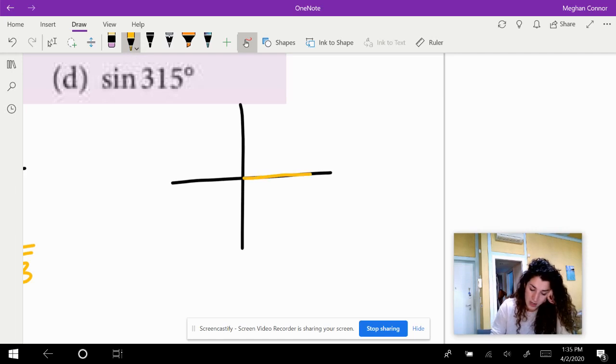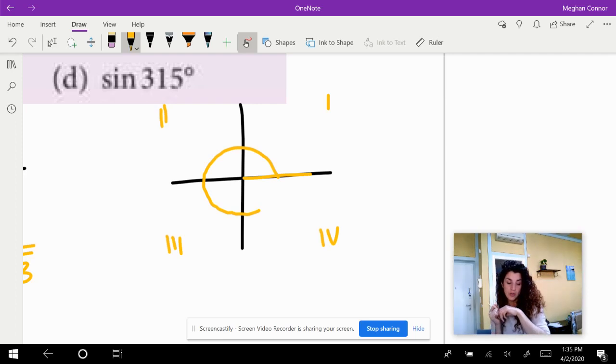315. We start here. We go past 90, past 180. The next guy is 270. So then I know that somewhere in this quadrant, this is 1, 2, 3. This is the fourth quadrant. So somewhere in the fourth quadrant is going to be my 315-degree angle.